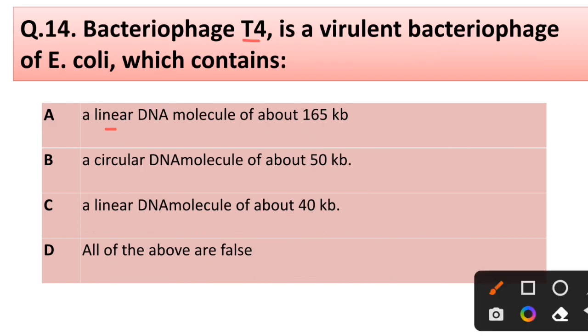Question number 14. Bacteriophage T4 is a virulent bacteriophage of E. coli which contains: a linear DNA molecule about 165 kb, a circular DNA molecule about 50 kb, a linear DNA molecule about 40 kb, all of the above are false. Correct answer is option A, a linear DNA molecule about 165 kb.